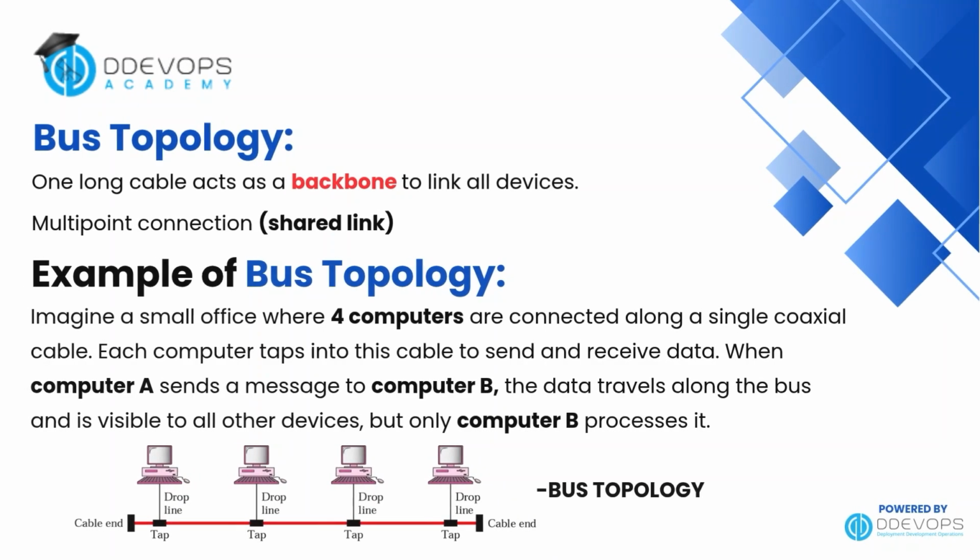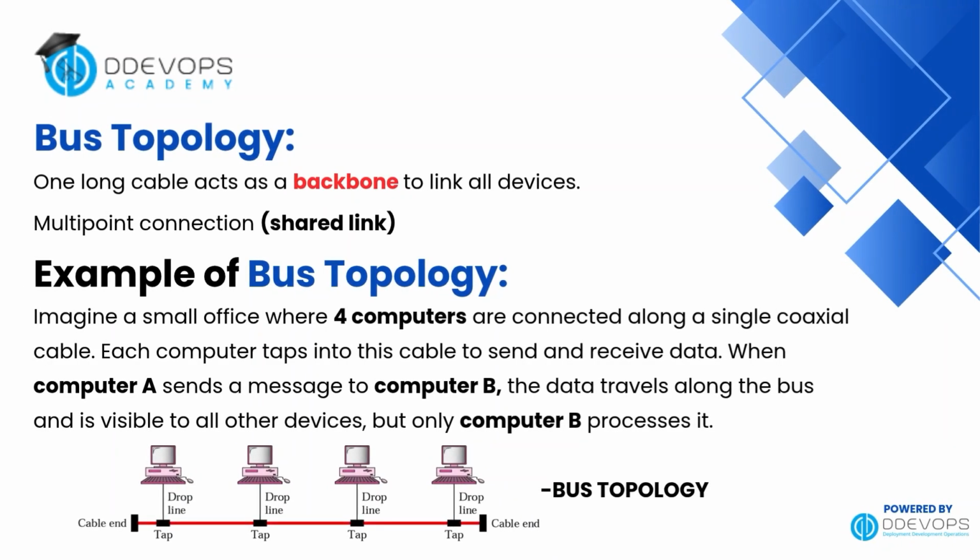Bus topology. One long cable acts as a backbone to link all devices. Multi-point connection, shared link. An example of a bus topology. Imagine a small office with 4 computers connected along a single coaxial cable.